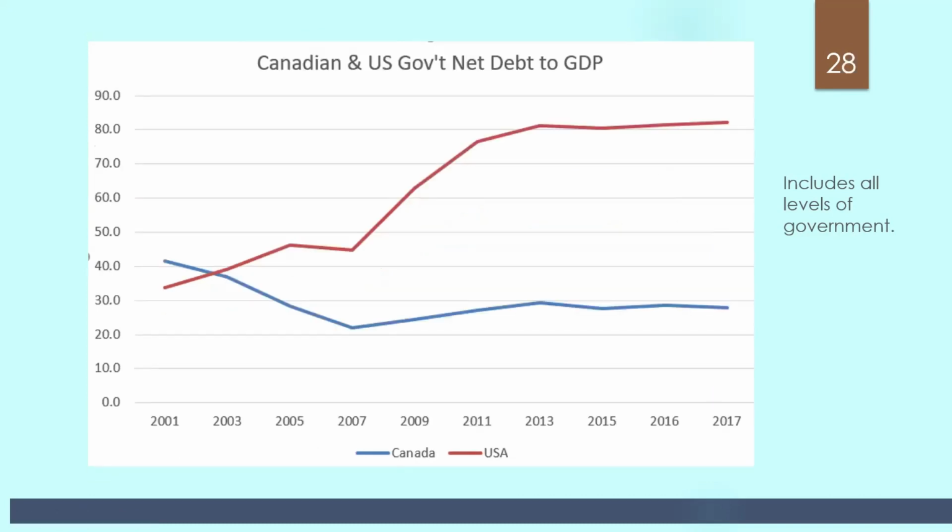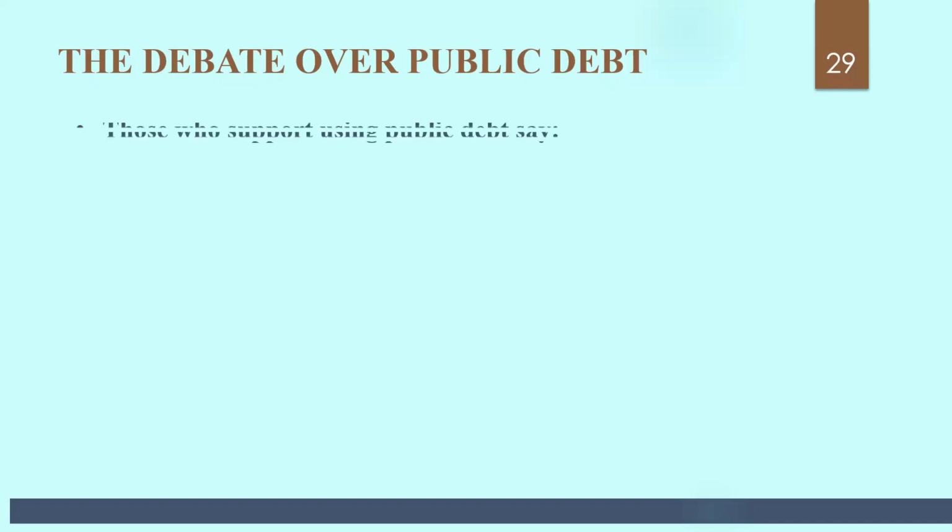So as you can see here, for the Canadian and US government net debt to GDP, the US is over 80%. Canada is just under 30%, but Canada has crept up more. But like I said, the US is able to do this because they have a much stronger currency, and that's the only reason why they're able to do this. If they didn't have a strong currency, they would have to have a lot less debt because they wouldn't be able to print money to finance this debt.